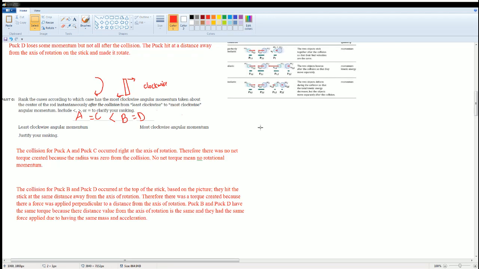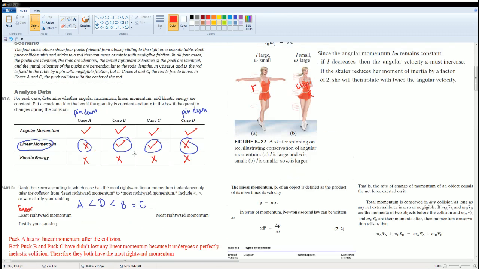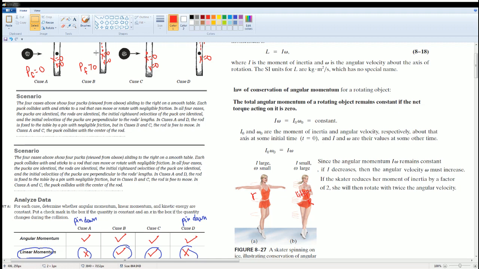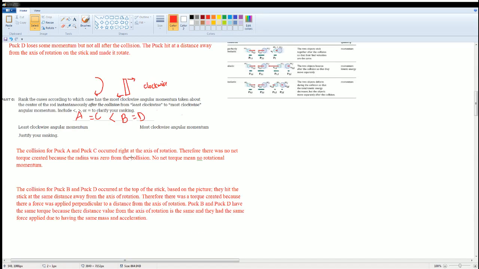So I give the answer in two parts. The first part explains why A and C are going to have the least clockwise angular momentum. I said the collision for puck A and puck C occurred right at the axis of rotation. That's what I mean here, right at the axis of rotation, right here at the center for A and C. Therefore, there was no net torque created because the radius was 0 from the collision. No net torque means no rotational momentum.